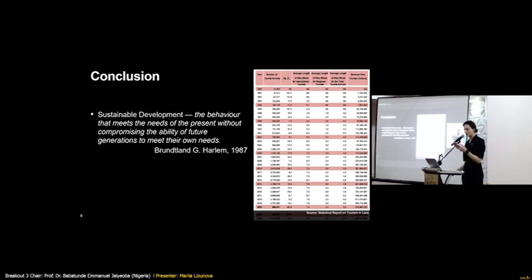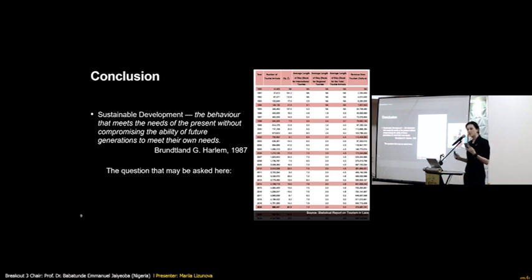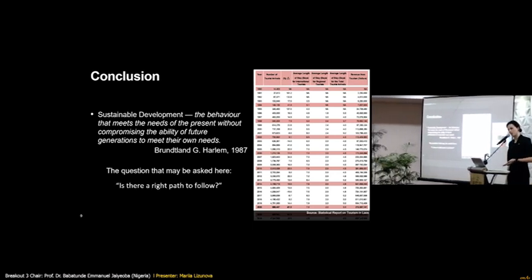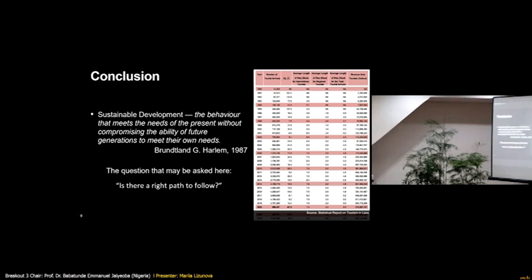So there is still a certain level of uncertainty over the priorities and the scope for making tourism more sustainable, and the ways of putting them into action are only partly appreciated. So okay, I'm talking about sustainable development, and there is just one question that might be asked there. Is there a right path to follow? That's it. Thank you.